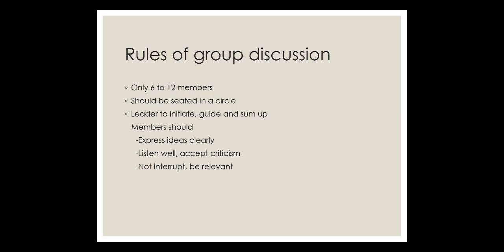So around 6 to 12 members should be there in a group discussion, and should be seated in a circle, because everyone can see each other, because everyone is putting their opinions out into the group, right? There is a leader who initiates, moderates the entire process, and also summarizes at the end of the group discussion.